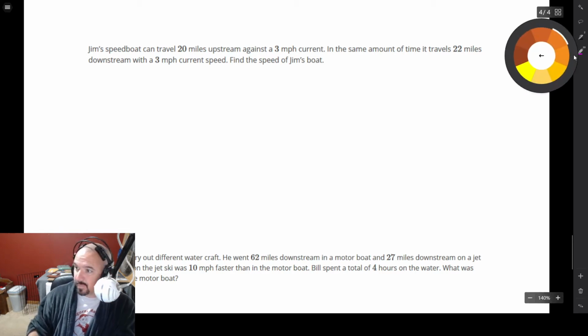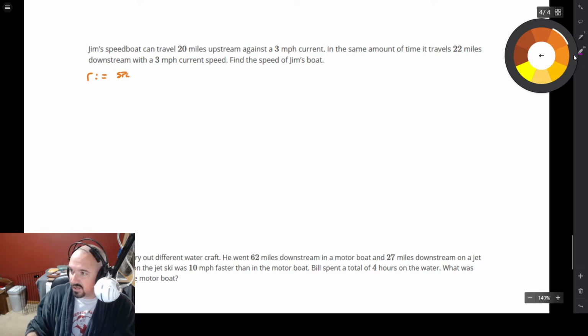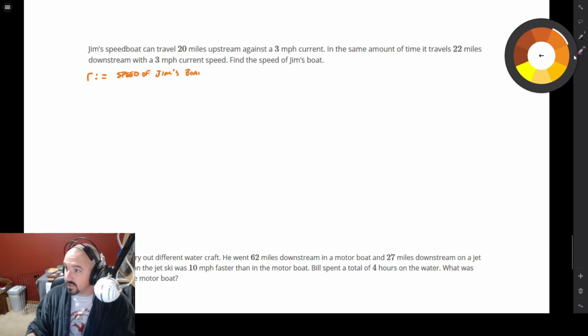I'm going to call that R. You can call it whatever you want. I do not prefer S because it looks like a 5 when you handwrite it. So if you would like S for speed, that's fine. I'm going to use R for rate, and this is going to be the speed of Jim's boat. We can try boat with a T. Maybe that'll work better.